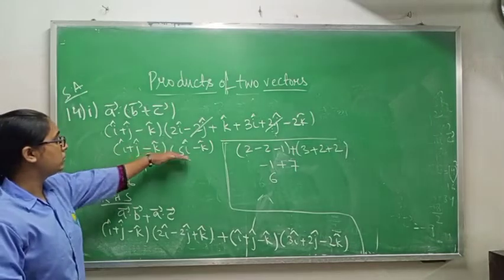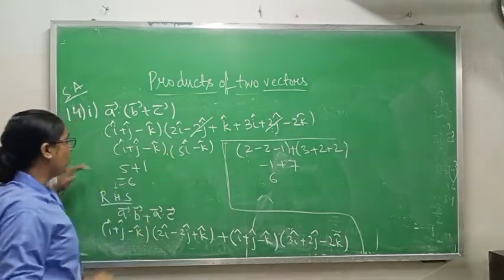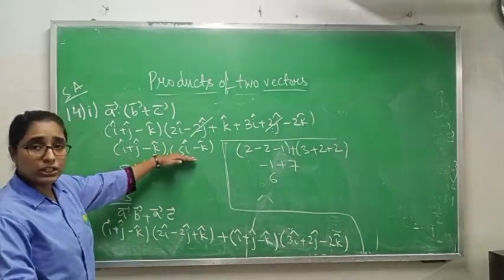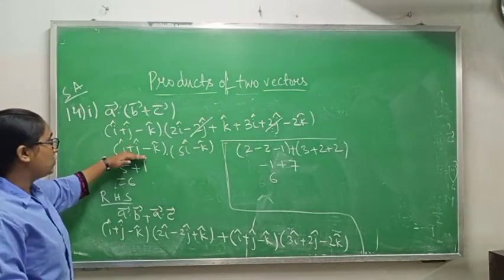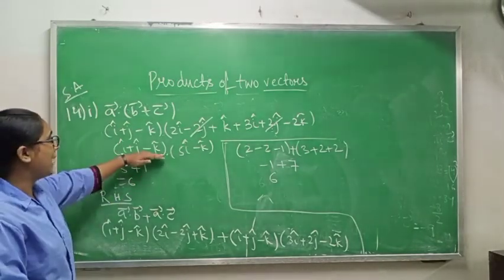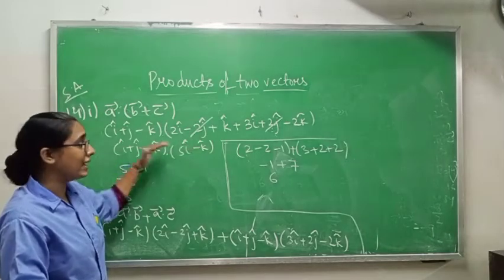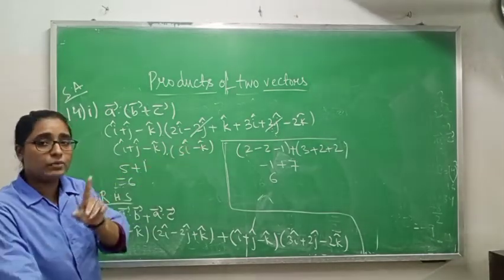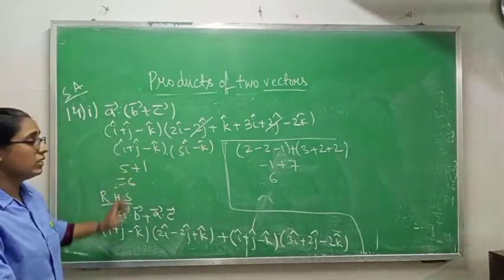Now when we multiply these two, i cap into 5i cap will give you 5, j is not present so it will be 0, minus k cap into minus k cap, minus minus plus, and k cap will give you 1, so 5 plus 1, 6.